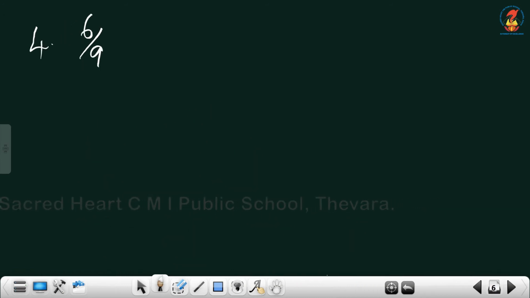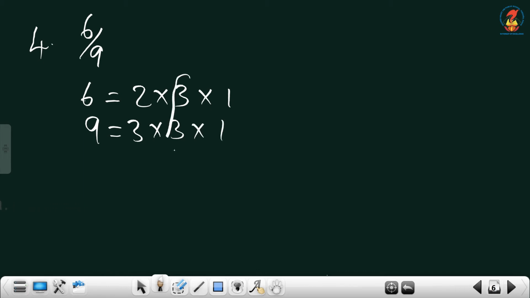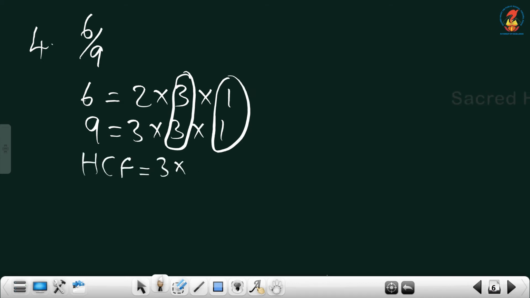Then 6 by 9. Factors of 6 by 9. 6 is 2 into 3 into 1. And 9 is 3 into 3 into 1. And common factors are what? This 3 and this 1. HCF is what? 3 into 1, that is 3. After that my question is what only? Make it into lowest term.